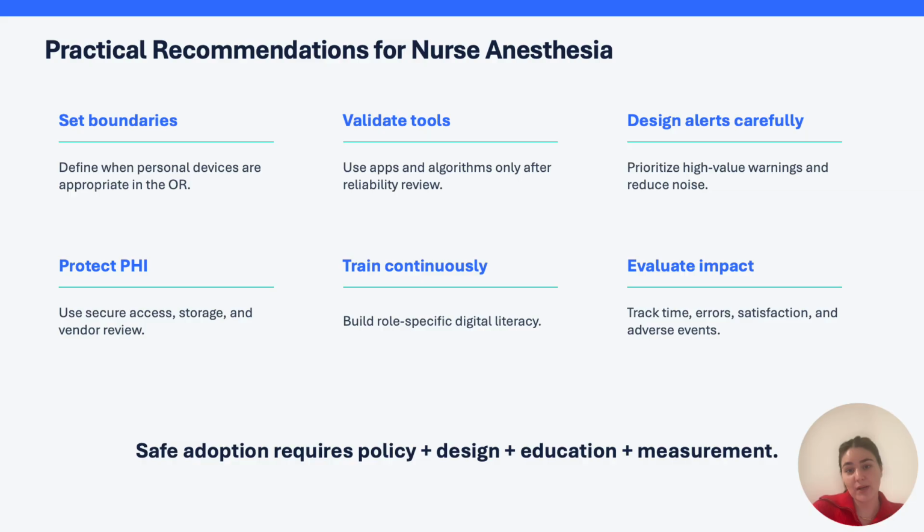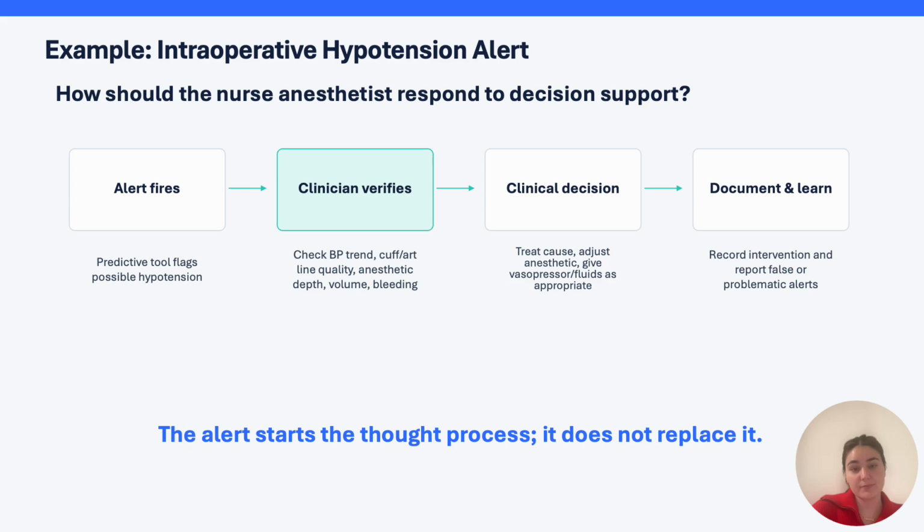And finally, organizations should evaluate the impact of new tools after implementation. They should measure whether the technology reduced errors, saved time, improved satisfaction, or introduced unexpected problems. Safe adoption requires a combination of policy, thoughtful design, education, and continued measurement.